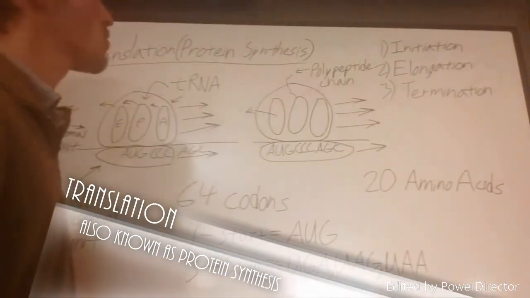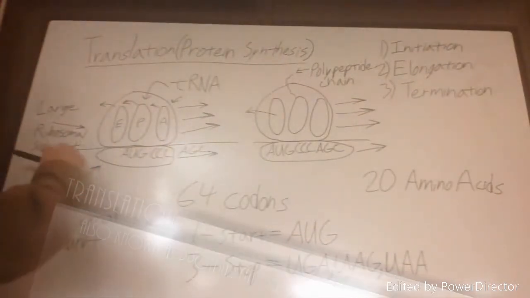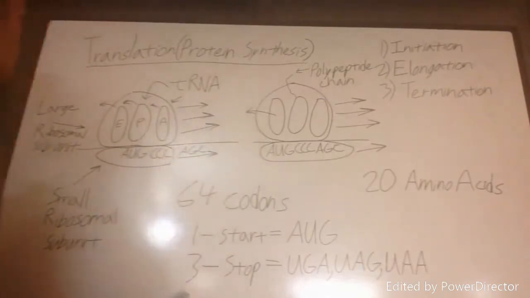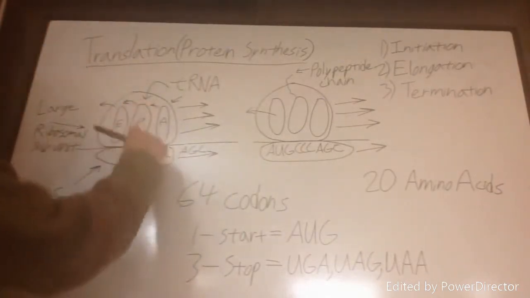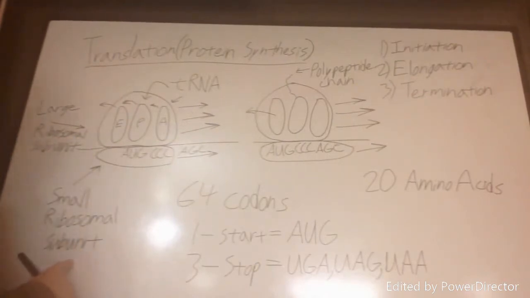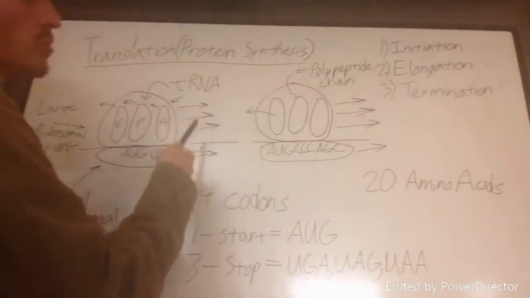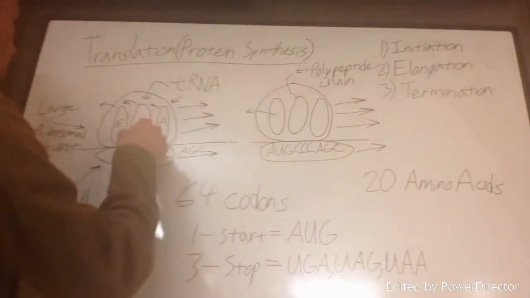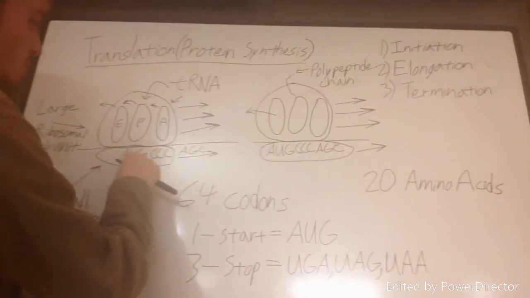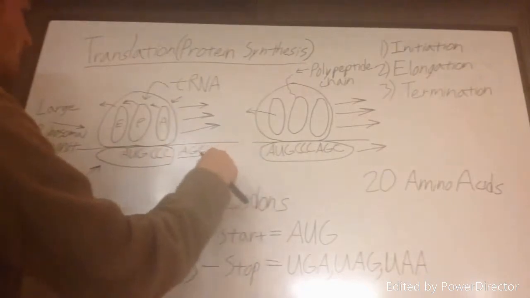Now I'm going to talk about translation, also known as protein synthesis. We have our mRNA transcript here, and now we want to turn it into protein. So a ribosome attaches, and there are two units: a large ribosomal subunit and a small ribosomal subunit. It attaches, and tRNA, or transfer RNA, binds to the P site, which usually is an AUG first, which is a start codon as seen here, and this begins the translation.